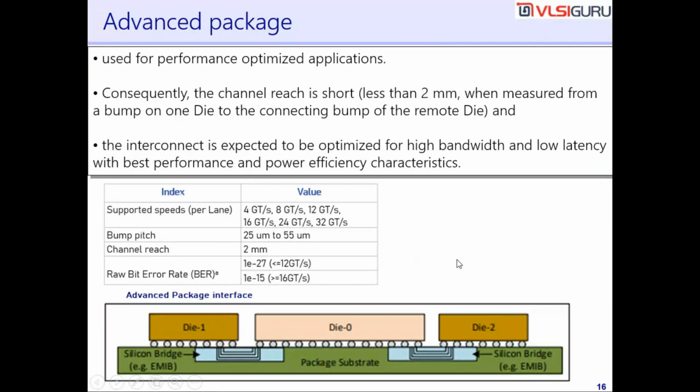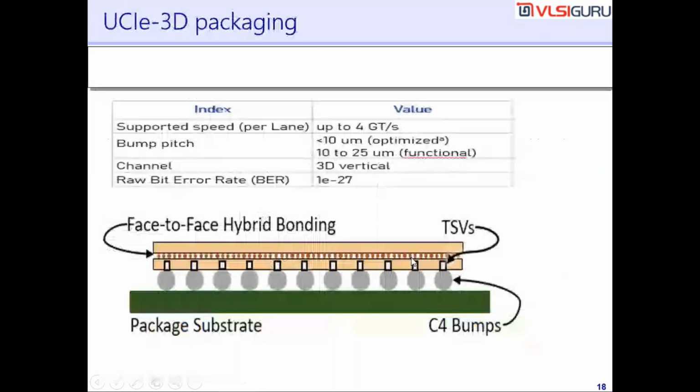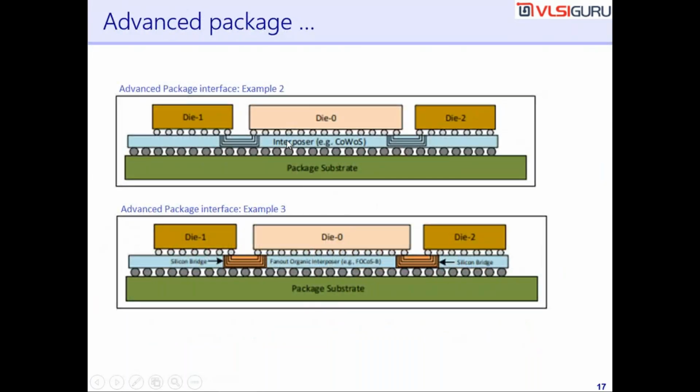So how is the packaging done? You have the package substrate, and a silicon bridge is there. Inside that you have different connections from one die to another die. This is the advanced packaging interface. It shows a few other packaging options.